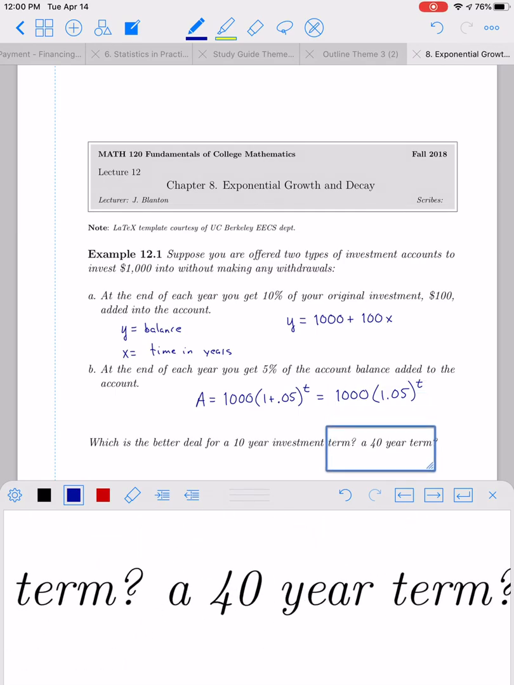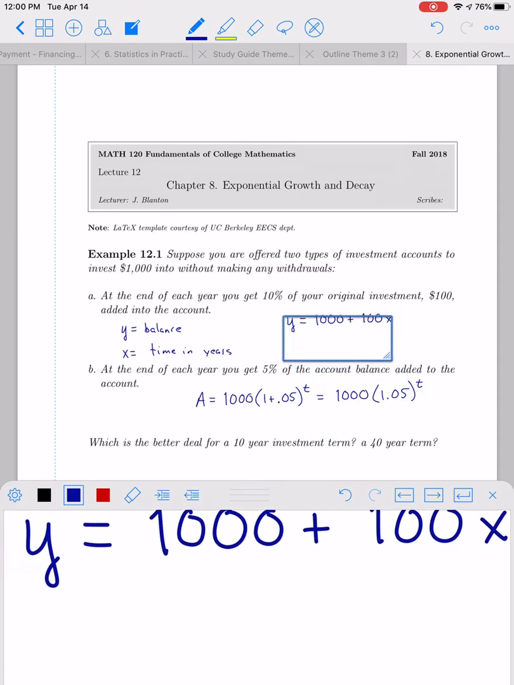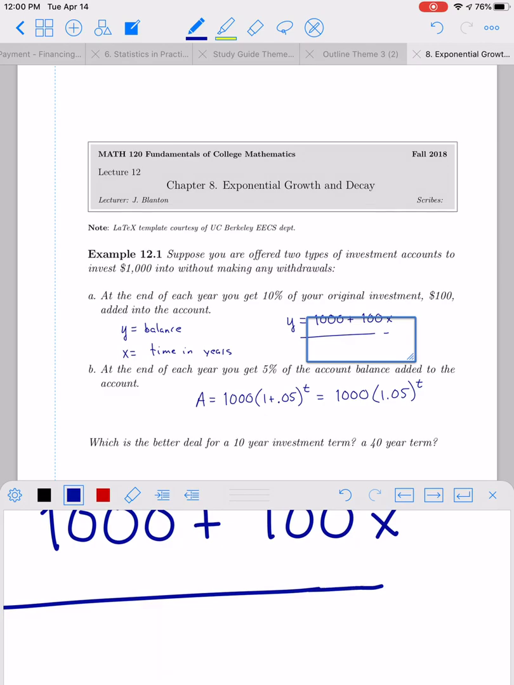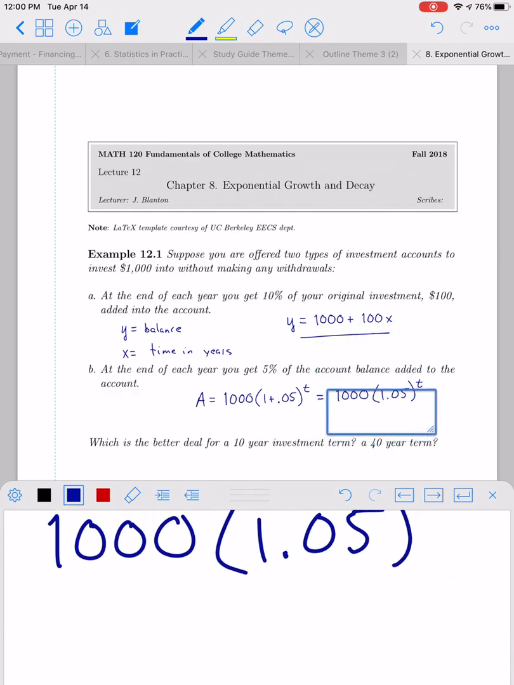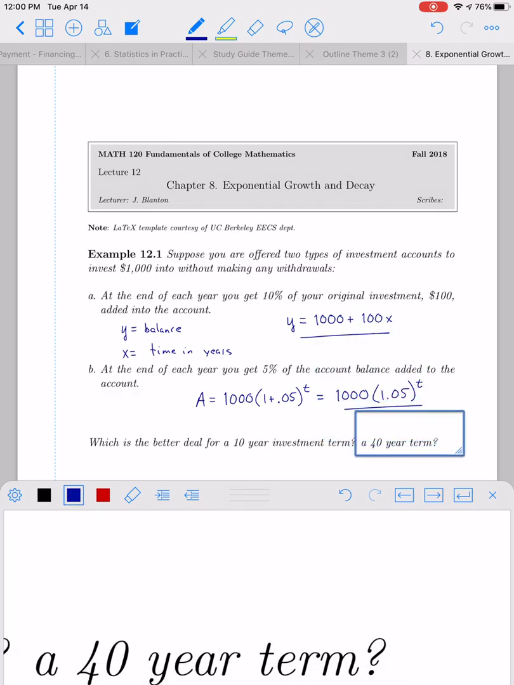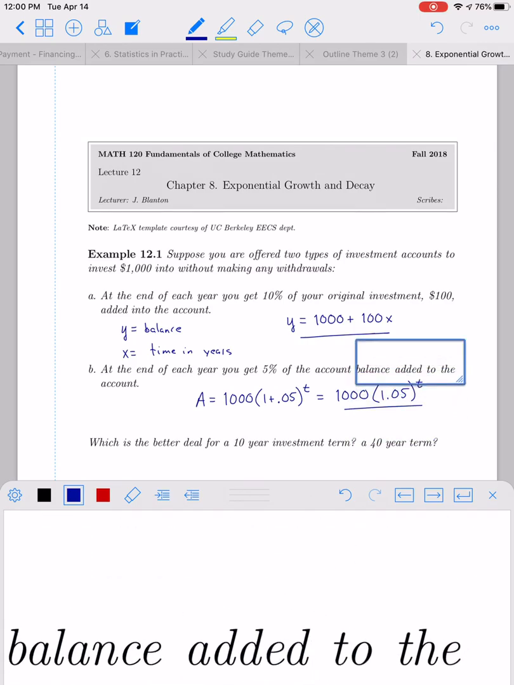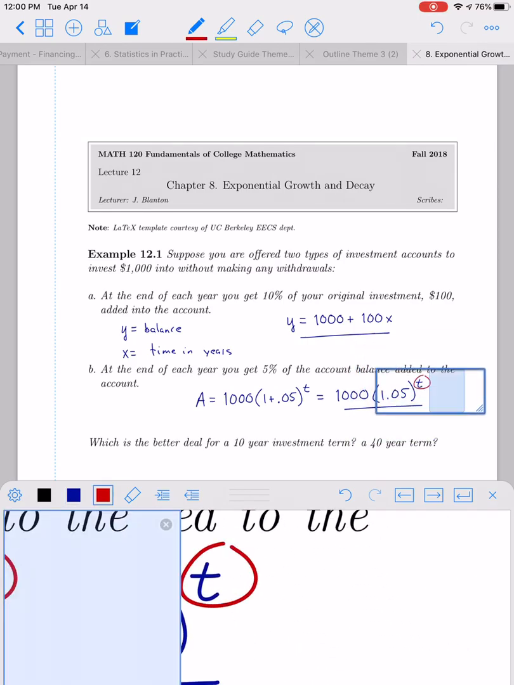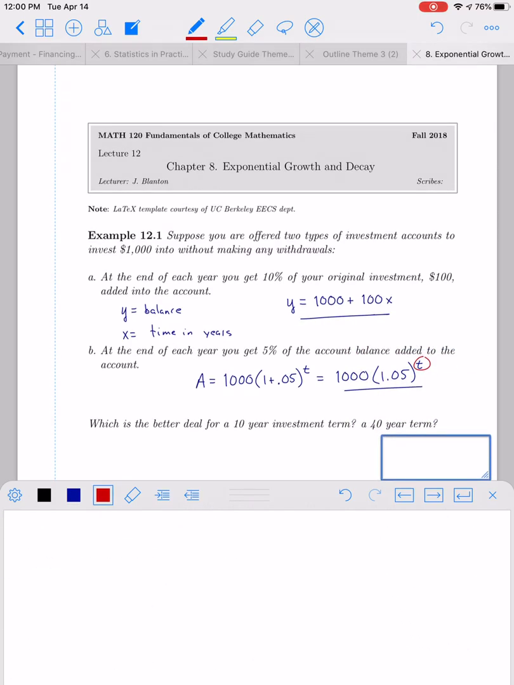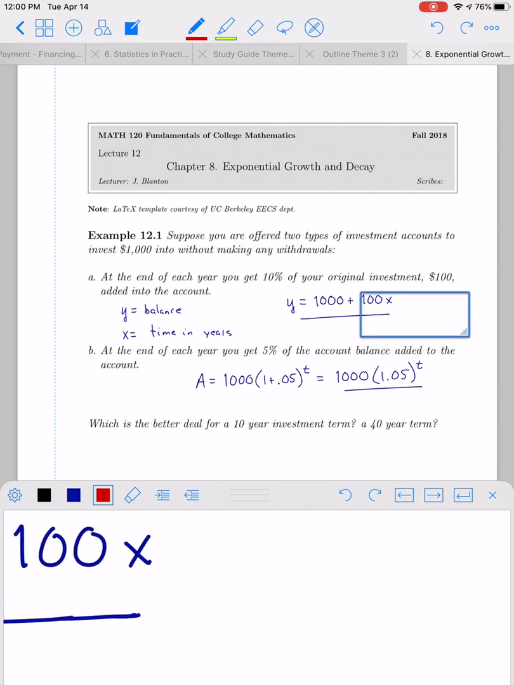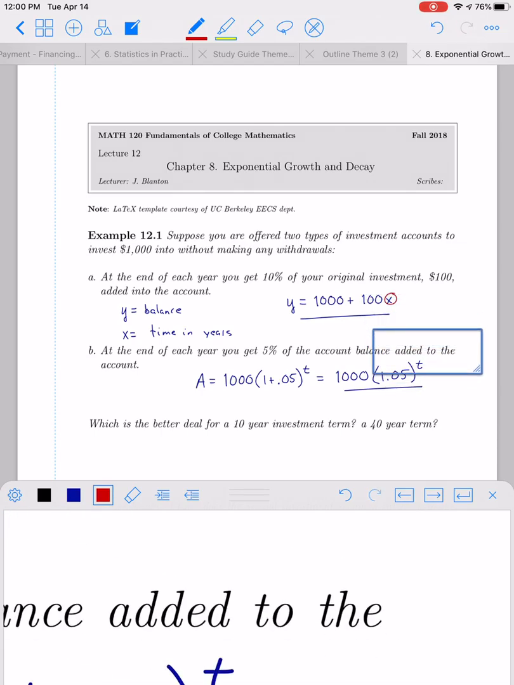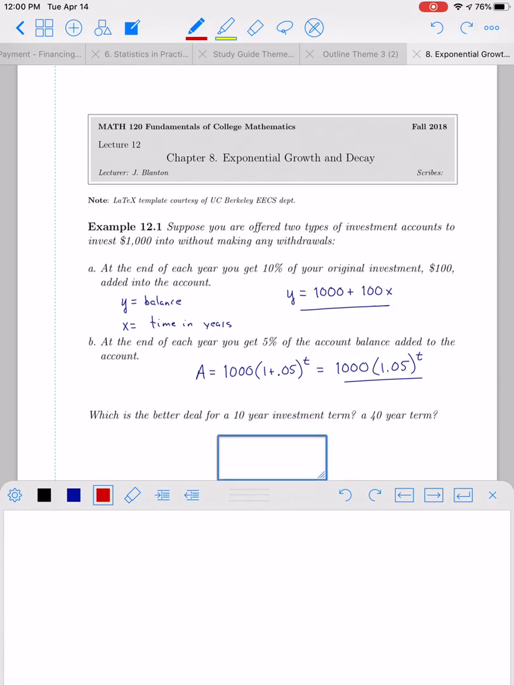Okay, so this is a linear scenario. Each year we add exactly $100. This is an exponential scenario. We'll learn how to recognize these later on. One key thing is to see that there's a t in the exponent. One of our variables is in an exponent. So that's how we recognize possibly that this is an exponential situation, whereas there aren't any exponents here. This is times x. That's our linear scenario.